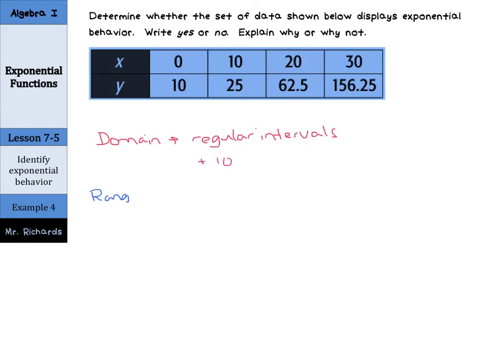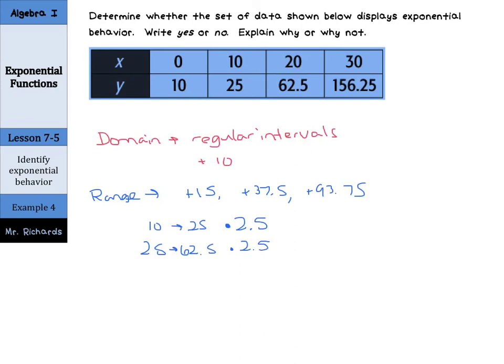Our range, well, we're going up by 15 and then 37 and a half and then 93 and 75 hundredths. Or you could say, wait a minute, from 10 to 25, I'm multiplying by 2.5. From 25 to 62 and a half, I'm multiplying by 2.5. And from 62 and a half to 156 and 25 hundredths, I'm once again multiplying by 2.5. And so the set is probably exponential, just based on that.